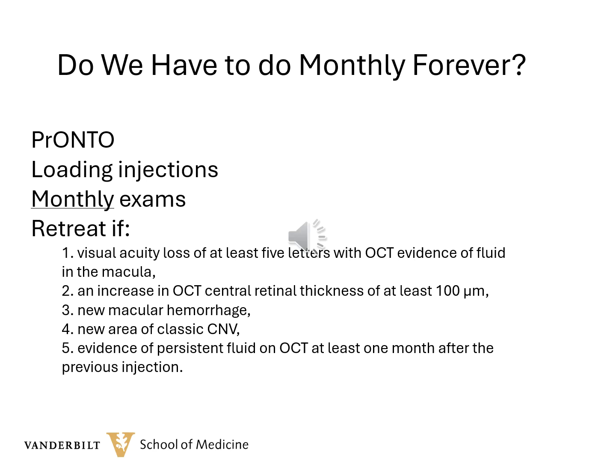So we do have a number of studies to try to see if we do need to do monthly or can we treat and extend. So the first study was the Pronto study. After 3 months of loading injections, they would then retreat if the visual acuity declined by 5 letters, or if the OCT showed evidence of fluid in the macula or increasing fluid, if there's a new macular hemorrhage or a new area of choroidal neovascular membrane. And then the patients would get a treatment.